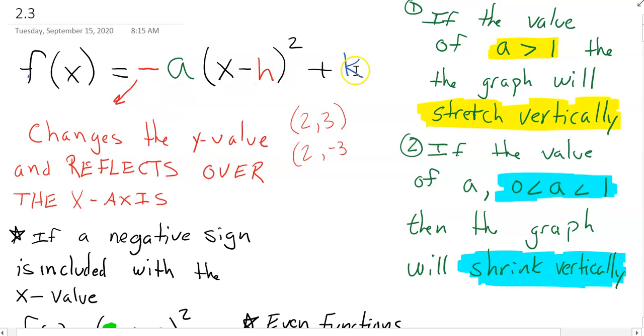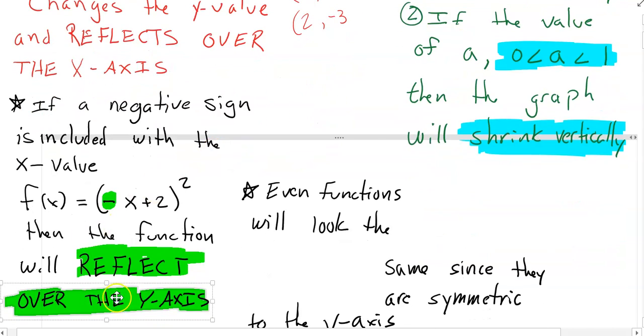So we still have the h and the k that are here, so all those rules apply. And then we have this negative here. This is going to change the value of the y, which means we reflect over the x. And students are always like, well, how do we reflect over the y? That's if there's a negative value in here. And then we'll see that that would reflect over the y-axis.